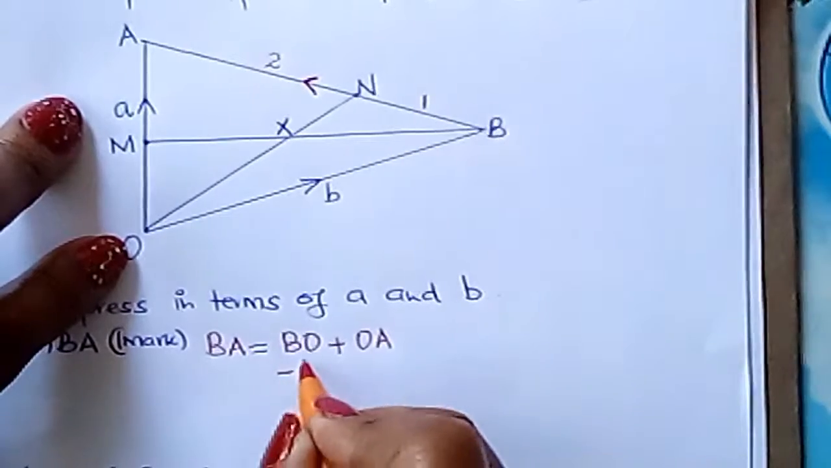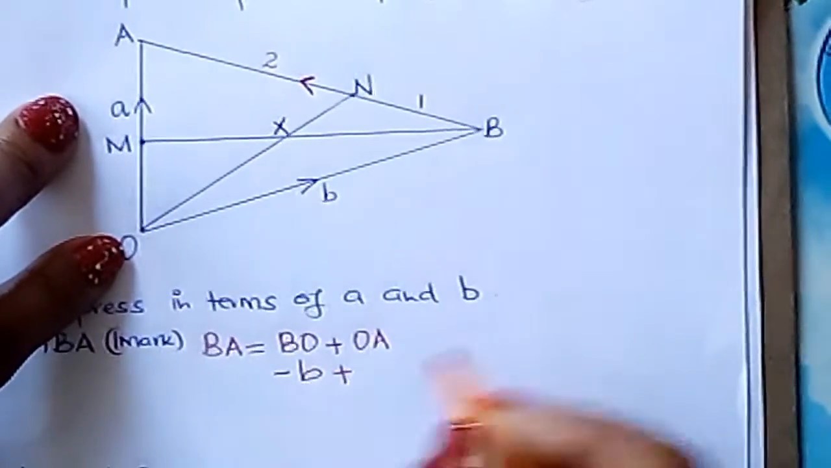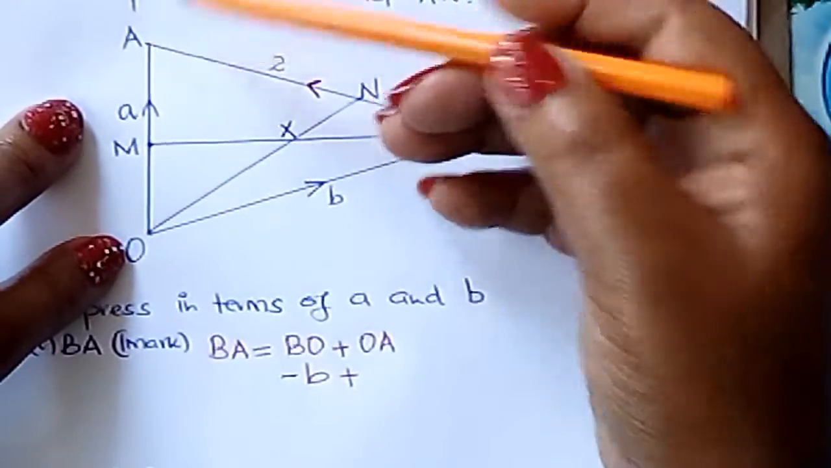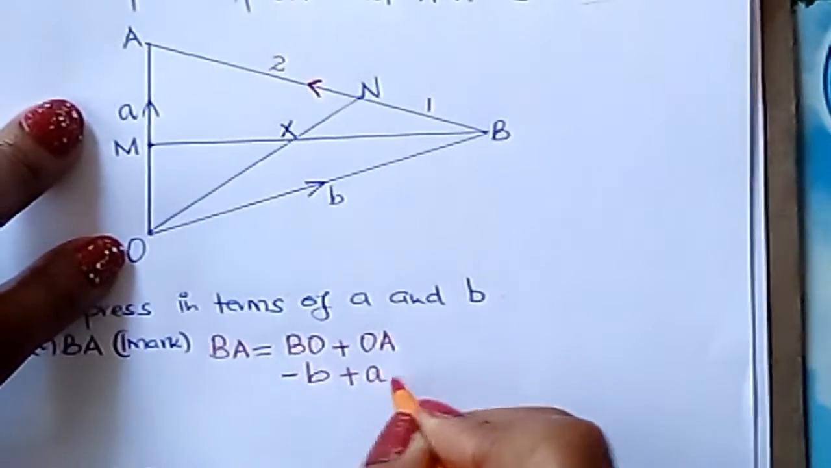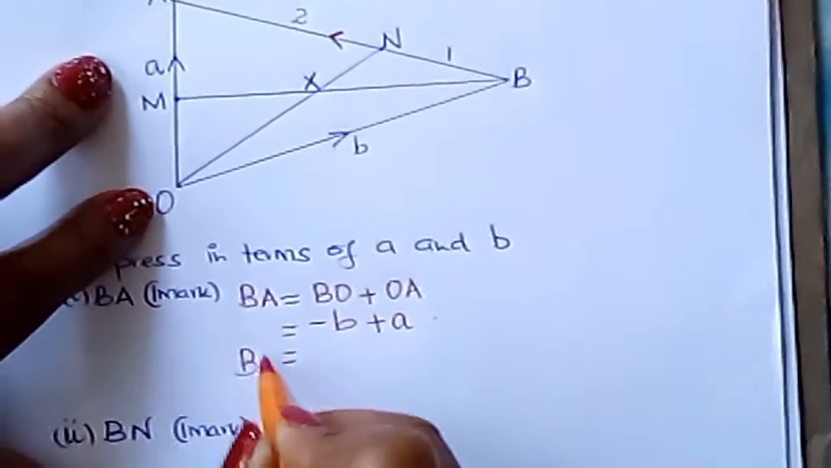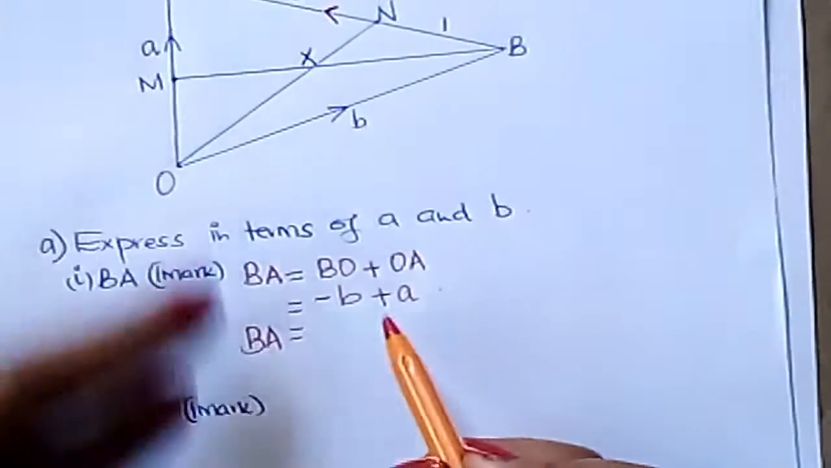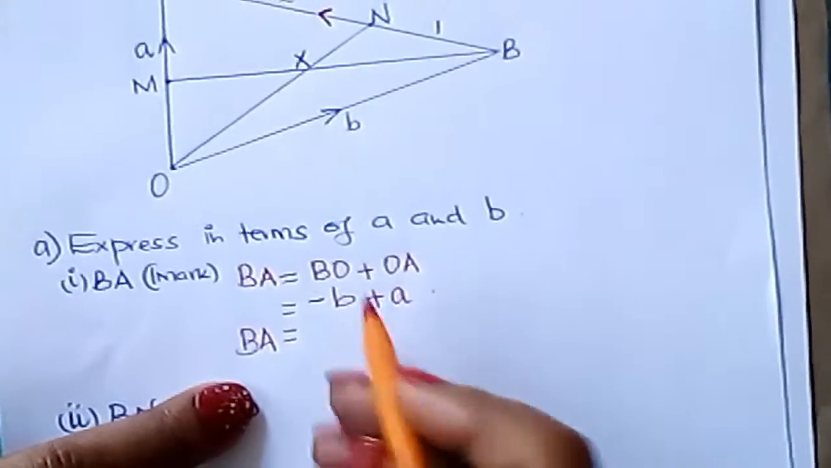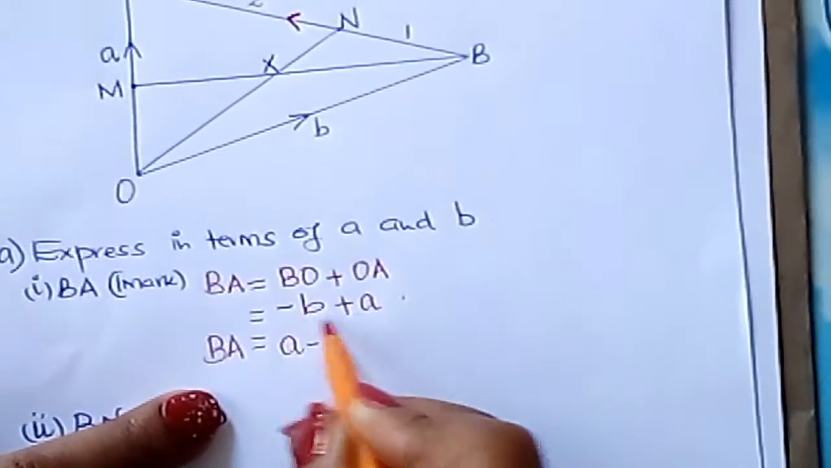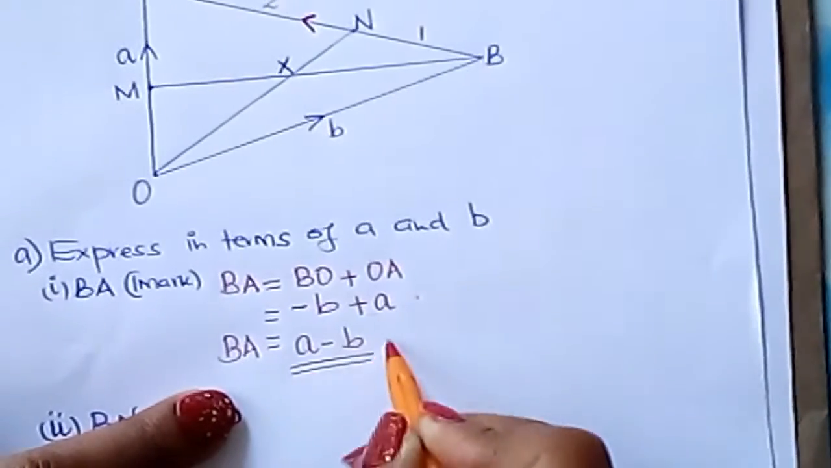So you see minus b plus what, learner? OA. This vector here is represented by small a. And therefore, learner, your vector BA is equal to what? Minus b plus a. You can start with the positive one. You write a minus b. a minus b.